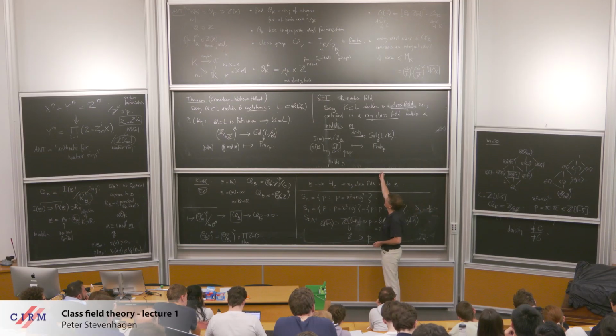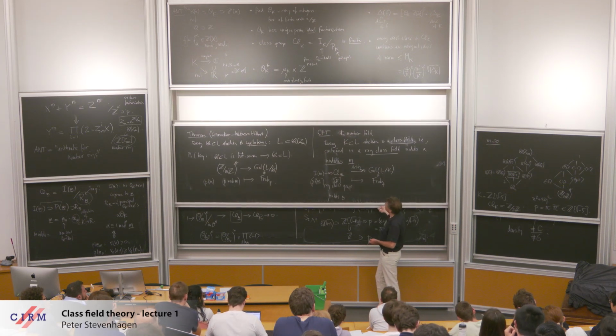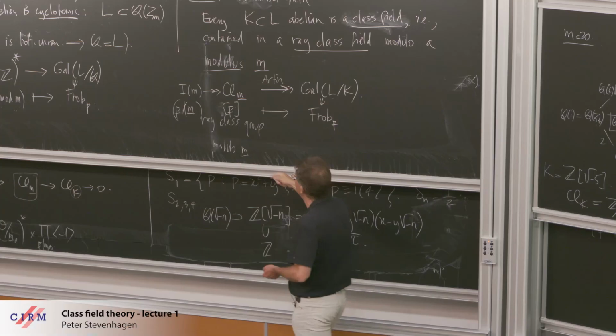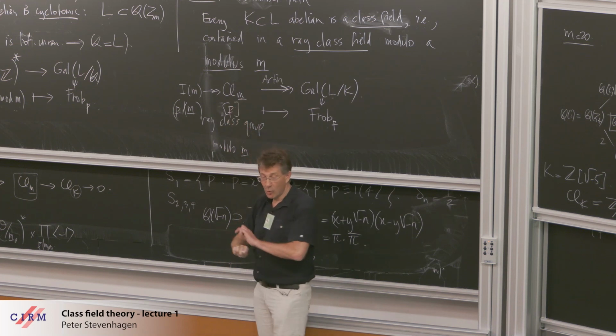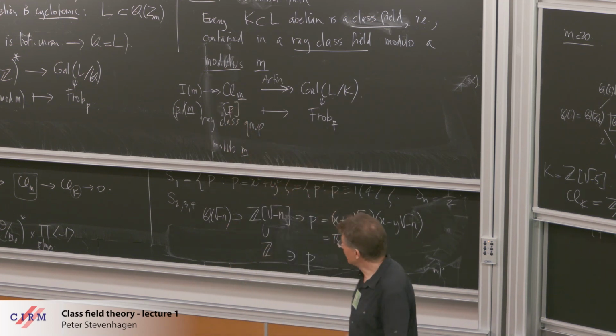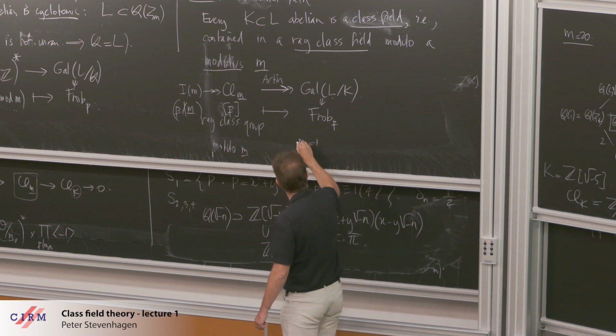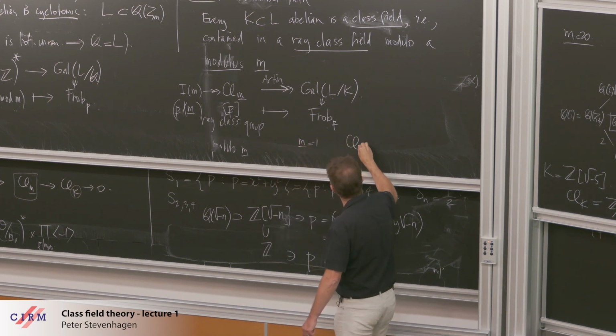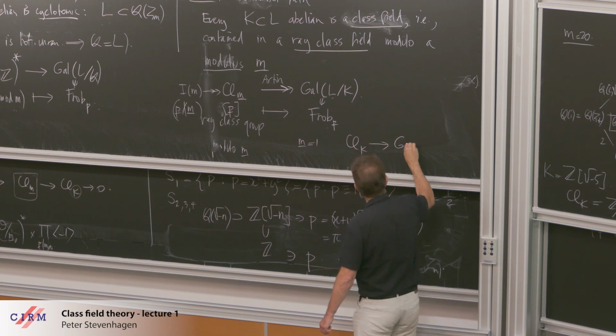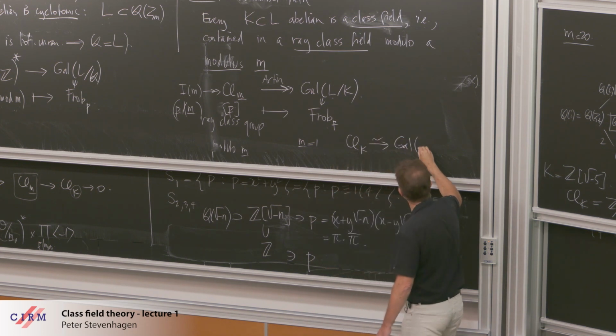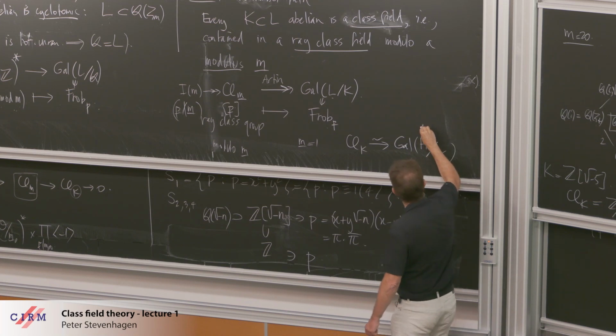So you see that in this case, if you take K equal to Q(√-5) and m just equal to 1, no primes dividing it, then already there's an interesting statement. So for m is 1, you see that the class group of a number field corresponds to the Galois group of some abelian extension, whatever, H over K, which is the Hilbert class field.